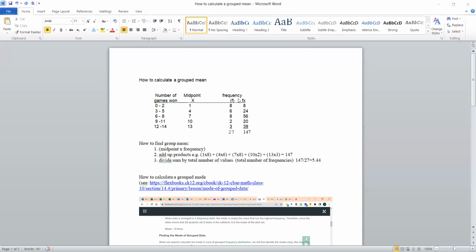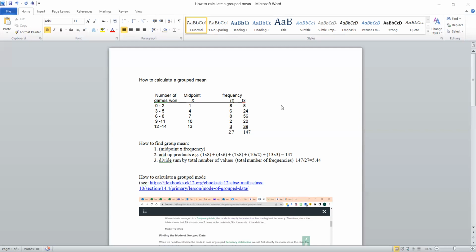Okay, now we need to have the frequency of games won in each of these categories. Okay, so the number of times games were won in the 0 to 2 range were 8. The number of times games were won in the 3 to 5 category were 6, so on and so forth. And we're going to call that frequency column F. All right. And now we have our last column.